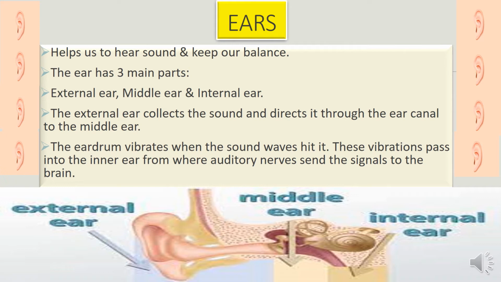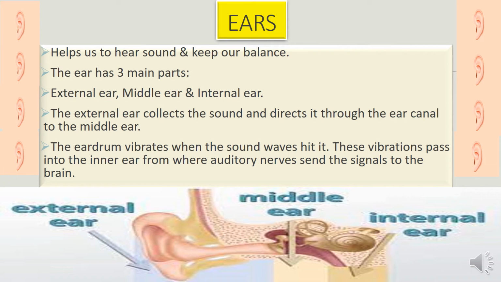The external ear, which we see, the ears which we know, you can see in the picture as a border. The external ear collects the sound and directs it through the ear canal to the middle ear. So what is the role of the external ear? It collects all the sound which is present in our outside world and transfers it to the middle ear.